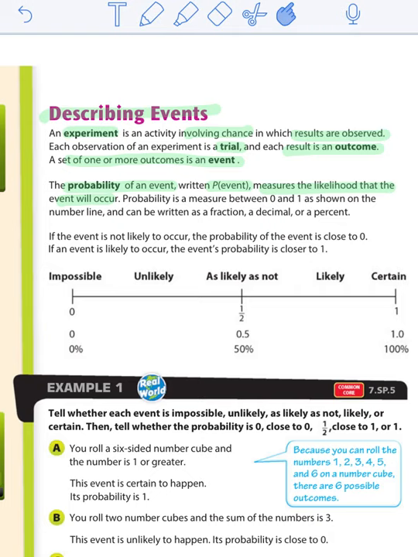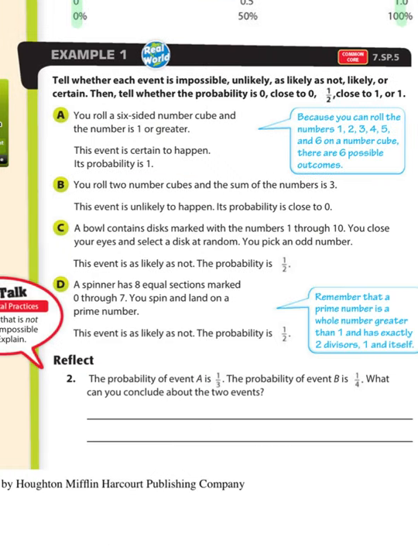If the event is not likely to occur, the probability of the event is close to 0. If the event is likely to occur, the probability is closer to 1. So notice here, certain is 100%, and impossible is 0%. Example number 1, tell whether each event is impossible, unlikely, as likely as not, likely, or certain. Then tell whether the probability is 0, close to 0, half, close to 1, or 1.